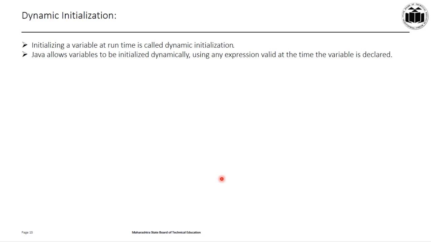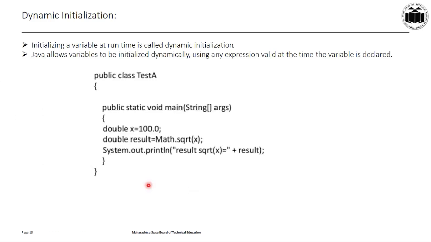Because it utilizes memory efficiently and it has the flexibility of using different formats of data at runtime considering the situation. So in this example, you can see double x is equal to 100.0 and double result is equal to Math.sqrt of x. Here result is declared dynamically, meaning whenever I require the variable, I declare it over here. So this is nothing but dynamic initialization.